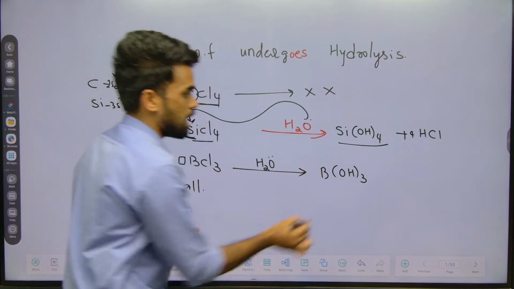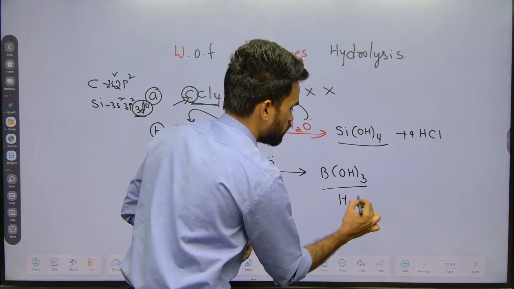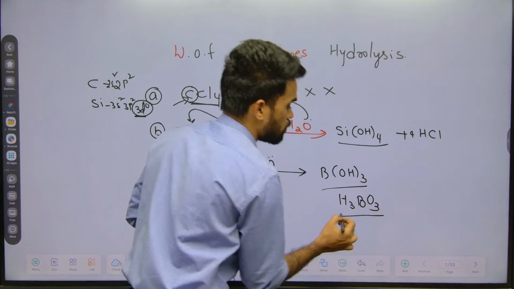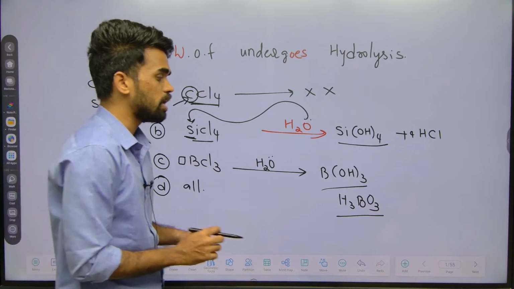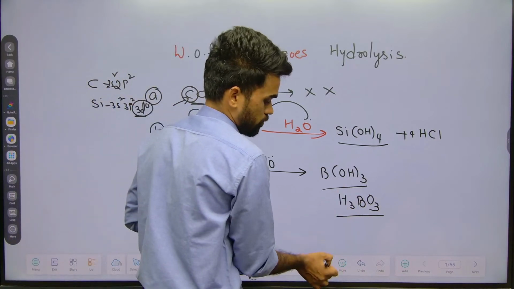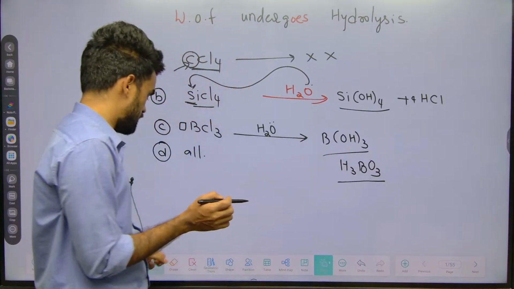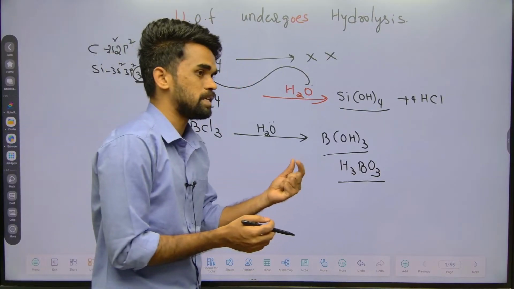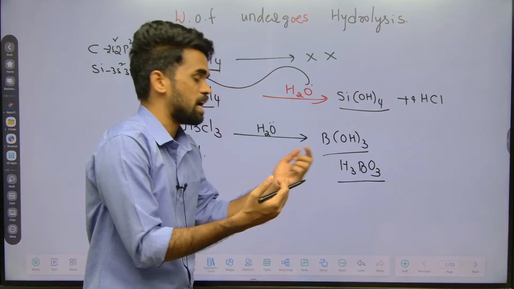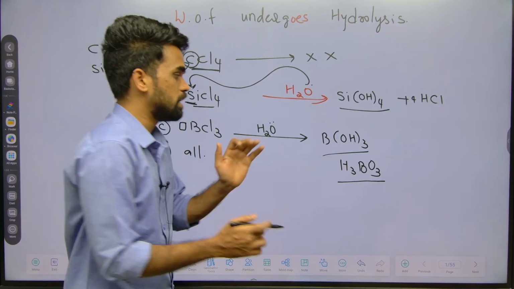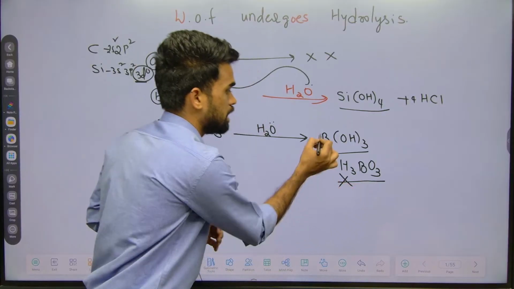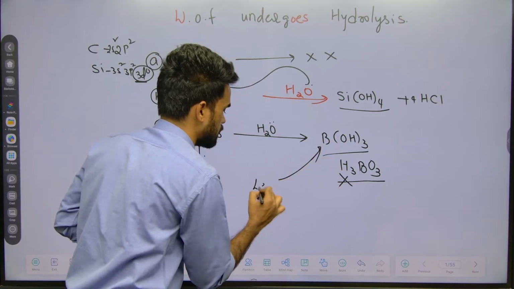Or you can write it as H3BO3. What is the name of this compound? Orthoboric acid. Now what is its acidic nature? In the sense of basicity, how many H+ ions can it release? No, it cannot release 3 H+ ions. It is a Lewis acid, I told you yesterday, if you remember.